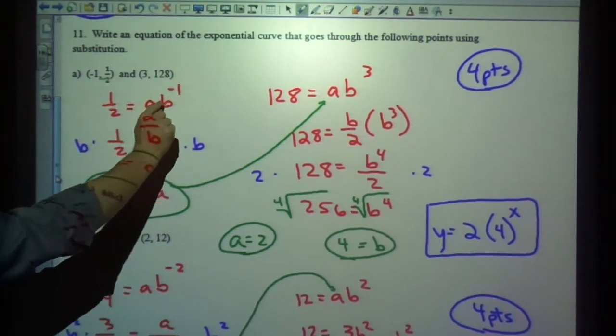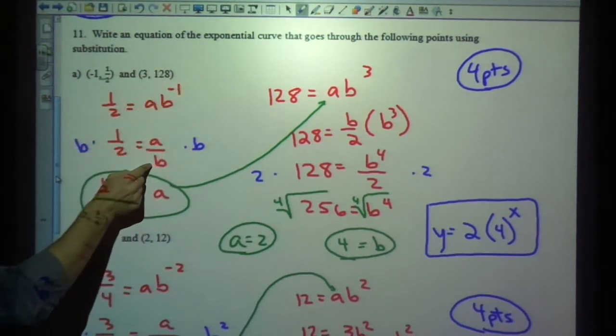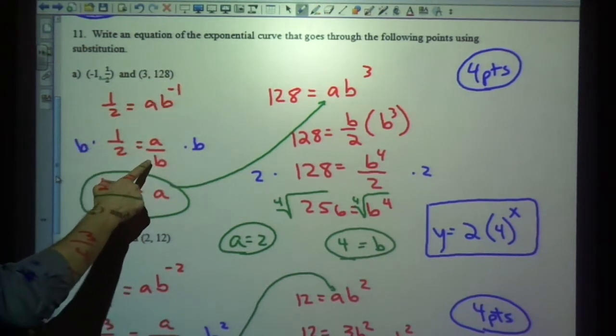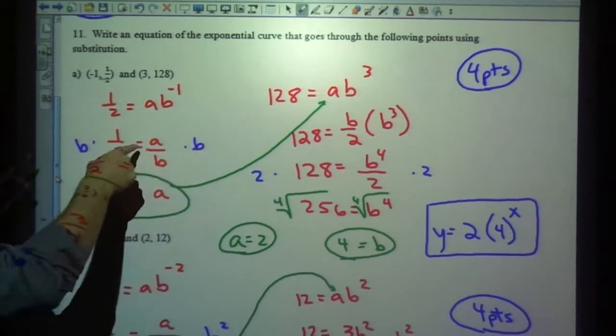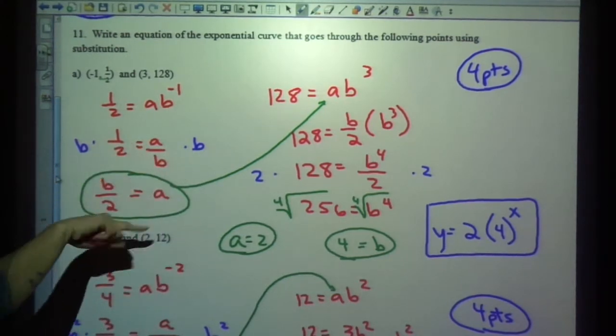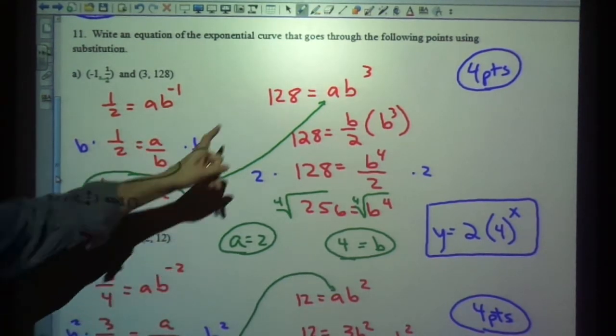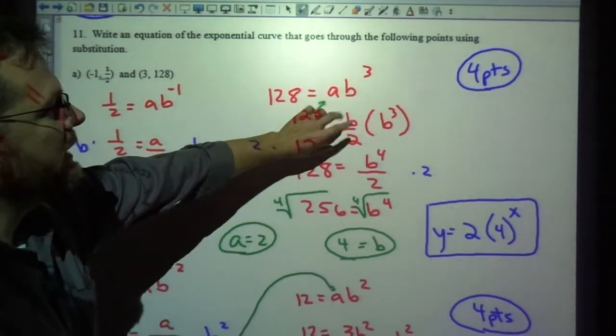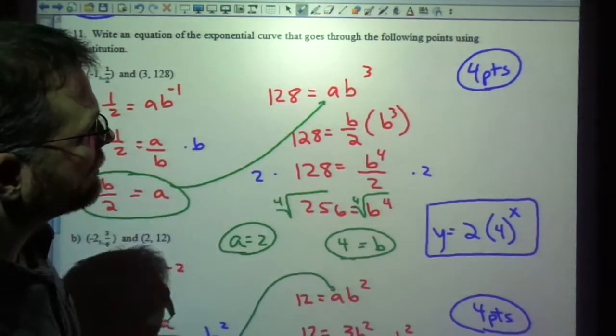We know that B to the negative 1 means it's really in the denominator. So then we have to multiply by B to get it out of the denominator to get A by itself. If they did that right, they get a point. They plug it in. Then the next part is, did they wiggle this around correctly?